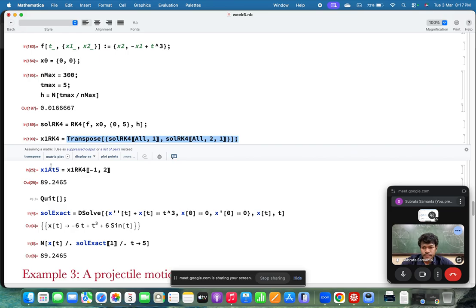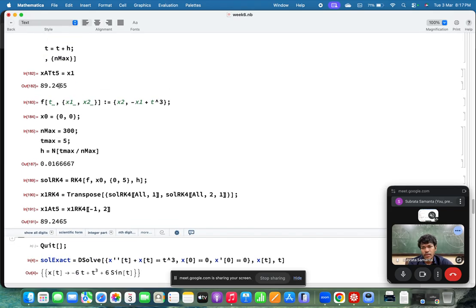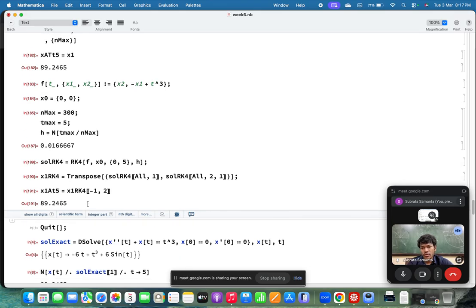Then your value of x1 is the last one. This is an array of arrays, because they contain both the t value and the x1 value, but we want only the x1 value at the end, at t equals 5. So, basically the last element in the array. You see this is exactly the same one: 89.2465.